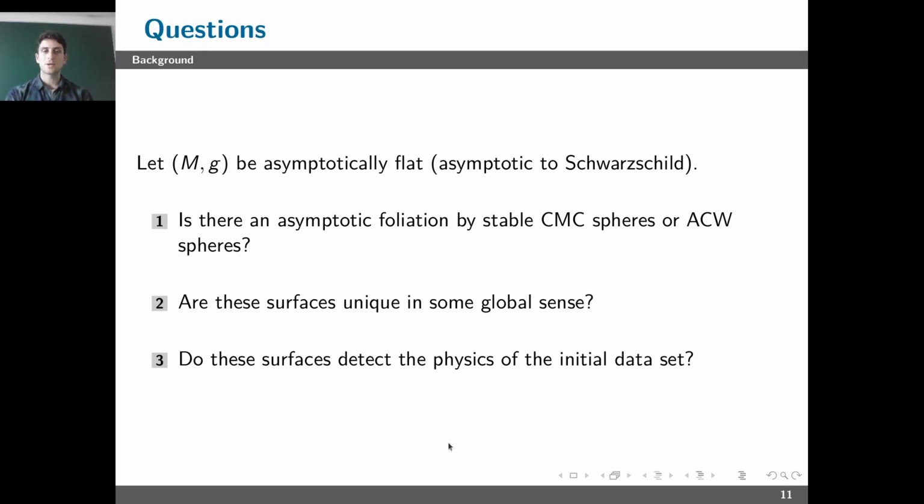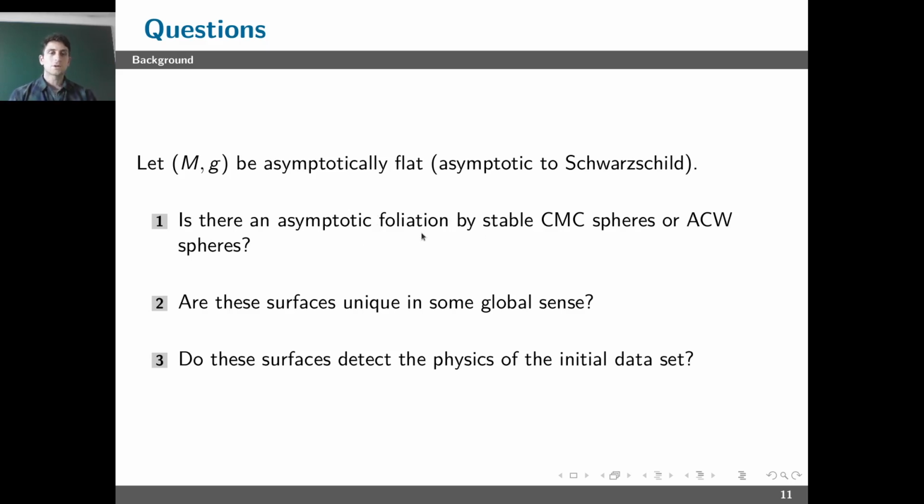And the reason why I'm only asking for an asymptotic foliation here is that in the definition of an asymptotically flat manifold, we've excluded this compact set K. And we've made no restrictions on what the geometry or the topology of this compact set K should look like. For this reason, it might not be reasonable to expect such a foliation to exist globally.